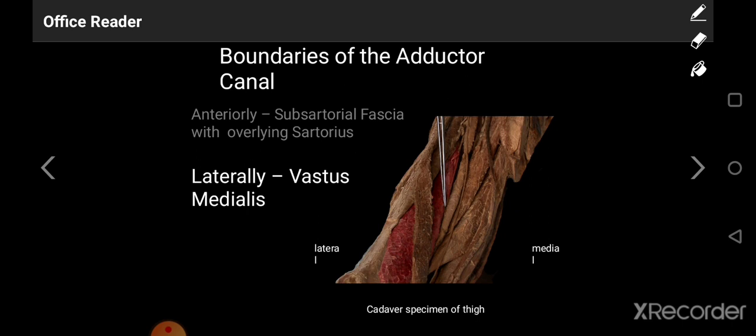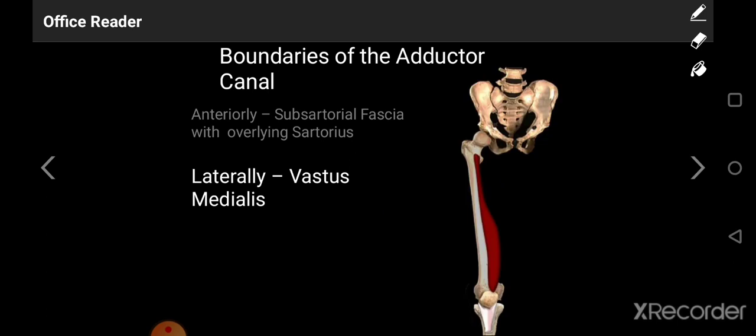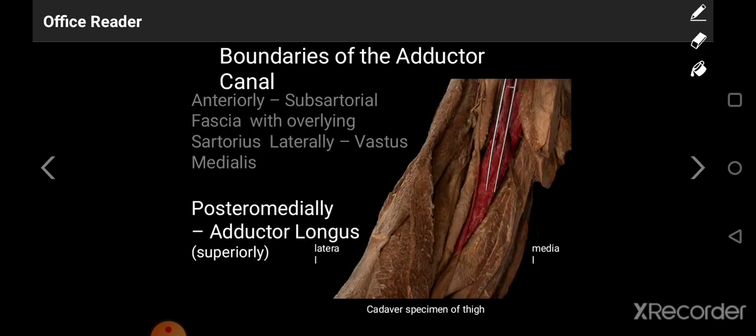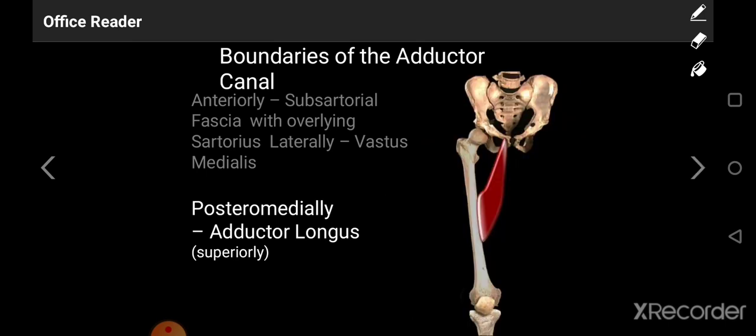Then laterally it is bounded by the vastus medialis. This is the vastus medialis, forming a muscle of the front of the thigh. Then posteromedially it is bounded by the adductor longus in the upper part. This highlighted muscle is the adductor longus muscle. This is the posteromedial boundary. The adductor longus originates from the anterior aspect of the body of the pubis and is inserted on the linea aspera.